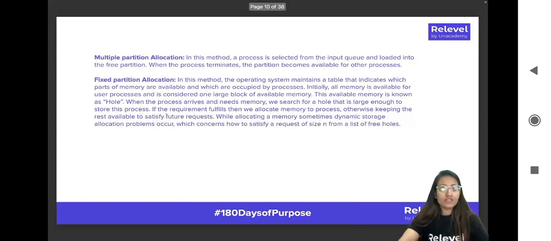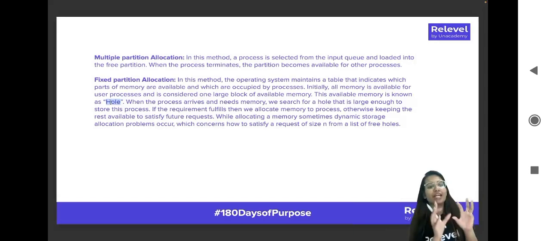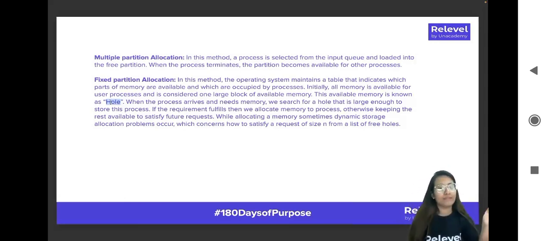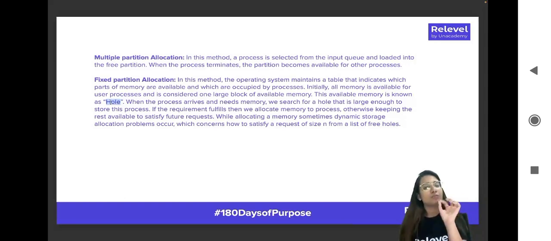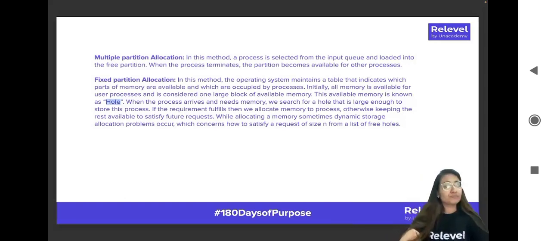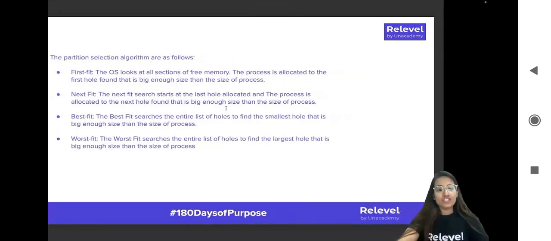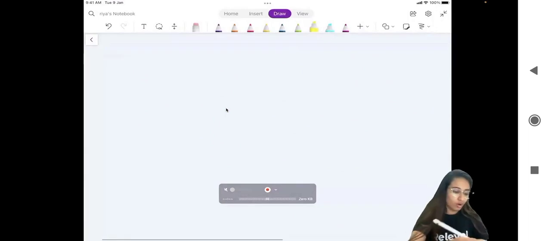We just read that all these available memories are known as holes. Available memory blocks comprise a set of holes scattered throughout the memory. Whenever a process arrives and needs memory, the system searches for a hole that is large enough for the arrived process to fit in. If the hole is too big, sometimes we split the hole into two parts. For this allocation of a process to the required block of memory, we have multiple allocation strategies, which we will talk about.